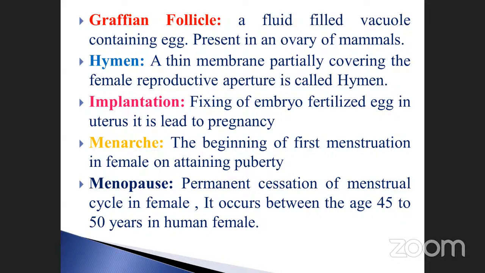Fluids, and also there is a vacuole present in an ovary of a mammal. This is collectively called the Graafian follicle. And the hymen is also another part. A thin membrane partially covering the female reproductive aperture is called the hymen. This is also used to check virginity. Okay, so go to the next one.